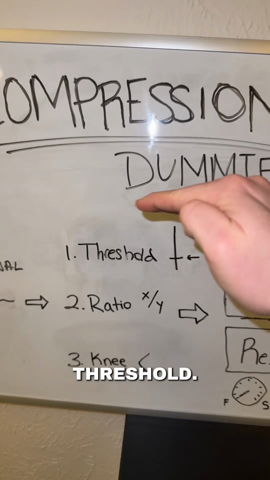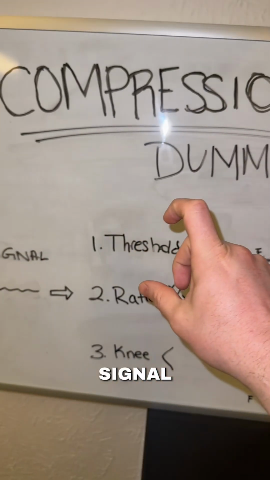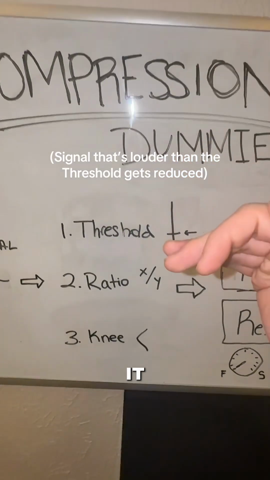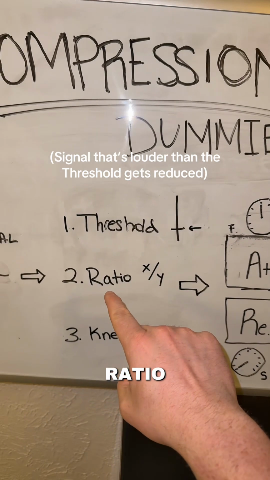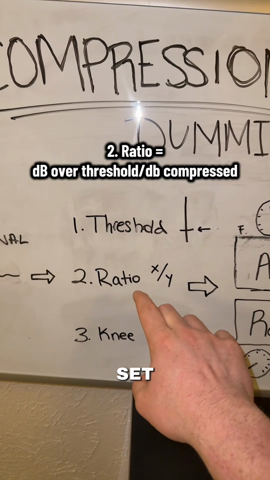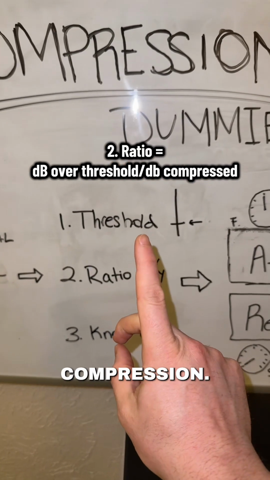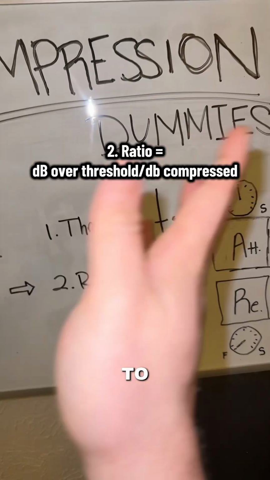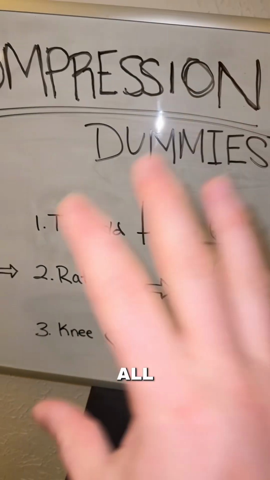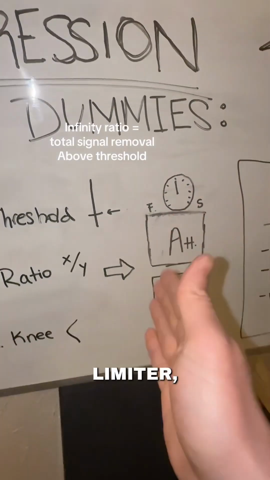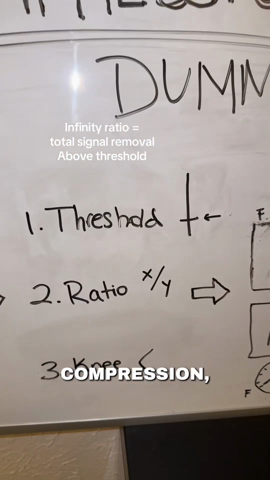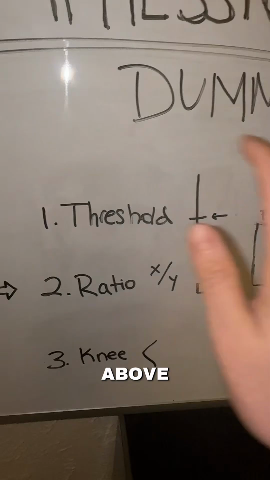Everything above the threshold, if something registers from that signal above that decibel level, it's going to bring it down at a ratio according to what you set it. If you put that ratio knob all the way down at 1:1, that's no compression. You're not doing anything. And if you put it to infinity, if you crank that ratio knob all the way, it's going to act as a limiter, and you're actually doing total compression, total signal removal above that threshold.